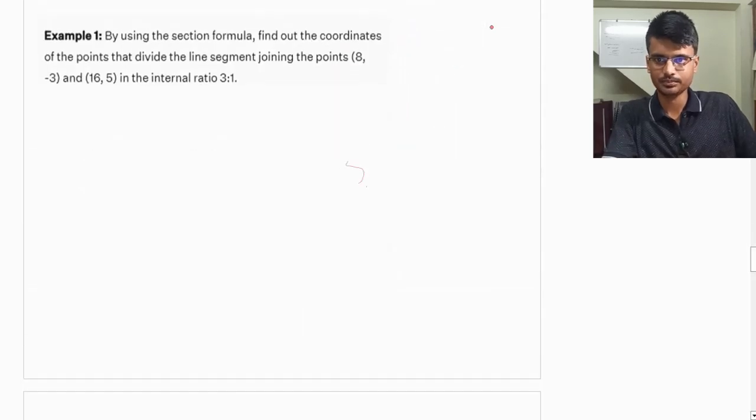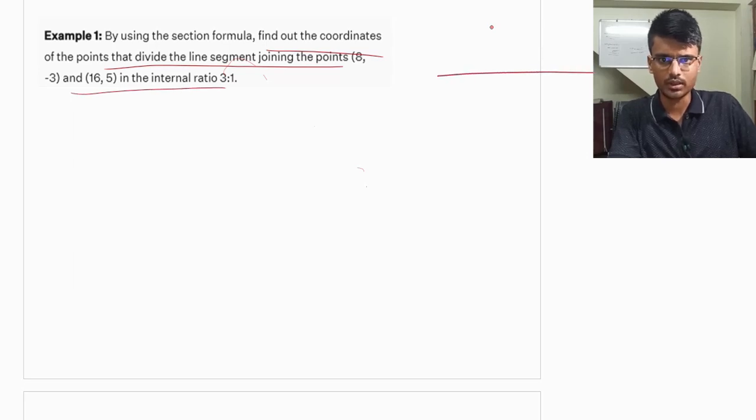So by using the section formula, find out the coordinates of the point that divides the line segment joining the points in the ratio 3:1. So I'll just draw a rough diagram here. We have 8 comma minus 3 and 16 comma 5 and 3:1. So this is my A. Let me call this B and let me call this P. So this is 3:1. So this is 3, this is 1. This is my M, this is my N. This is x1, y1 and x2, y2.